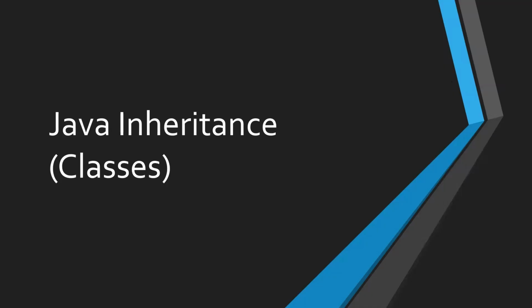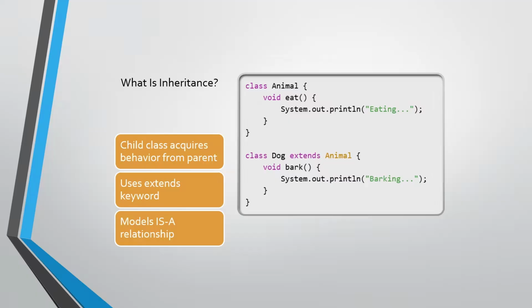All right. Let's talk about inheritance with Java classes. What is inheritance? Inheritance is essentially a child class acquiring behavior from the parent class, and not only the behavior, but the attributes as well. It uses the extends keyword, and it models an "is a" relationship.